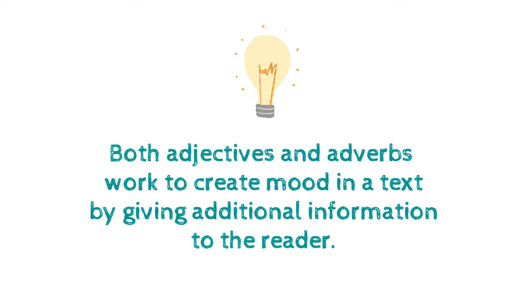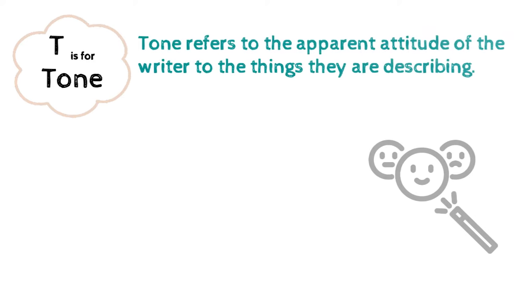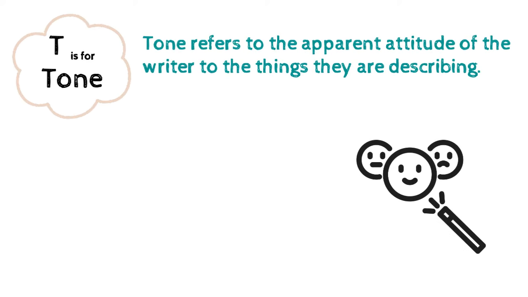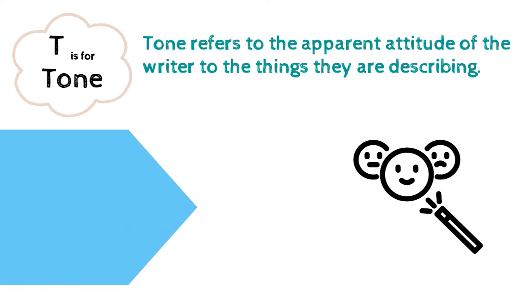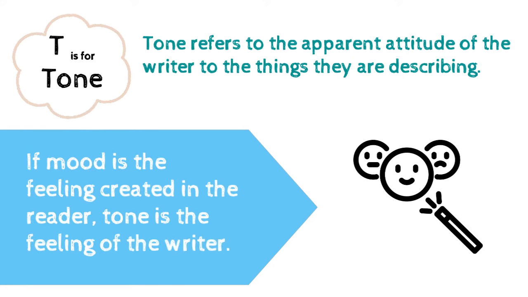So as you can see, both adjectives and adverbs work to create mood in a text by giving additional information to the reader. T is for tone. Tone, like mood, refers to emotions created by language, but tone focuses on the apparent attitude of the writer to the things they are describing. So if mood is the feeling created in the reader, tone is the feeling of the writer.